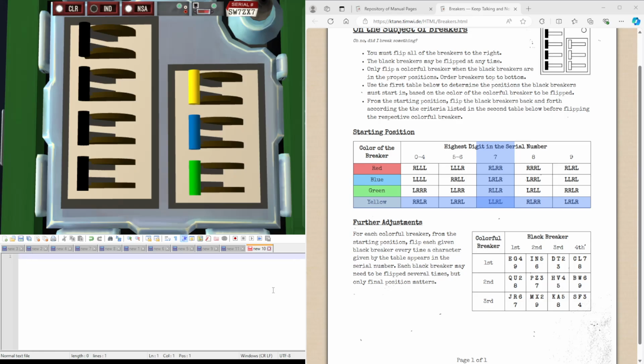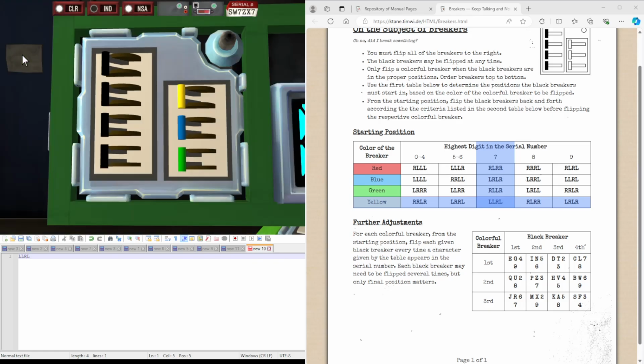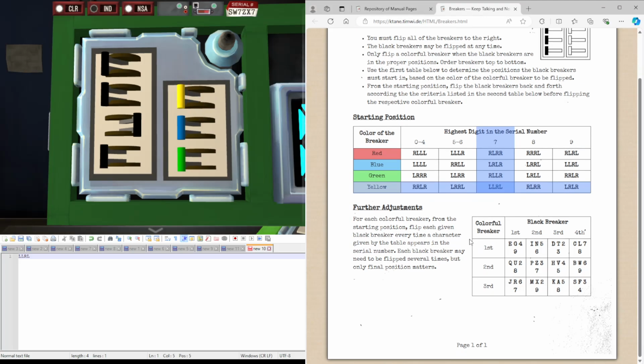So left, left, right, left. So we can set these to this, but don't flip this yet, because we need to adjust the coloured breakers based on the serial number. Not the coloured breakers, the uncoloured breakers. So we're trying to flip the first colourful breaker. So we're going to look in the serial number and flip the position given when an instance in the serial number happens. And duplicate characters flip the same ones, basically.